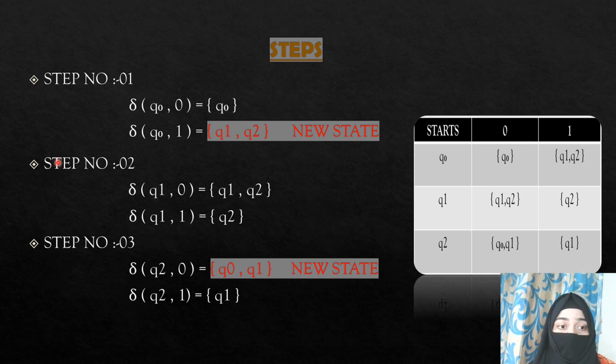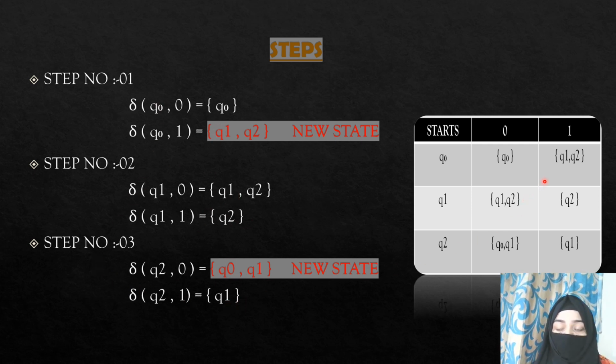Step number 2, same thing, we are going to see Q1 with respect to 0 and with respect to 1. We have written it in the column. With respect to 0, we got Q1 and Q2, and Q1 with respect to 1, we got Q2. Same thing I have written here. So these are the steps of how you are going to do it.